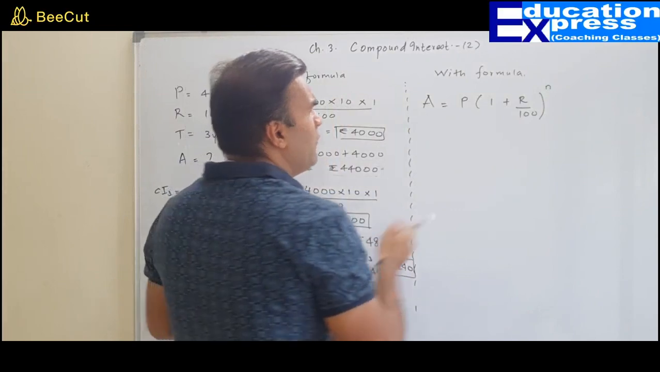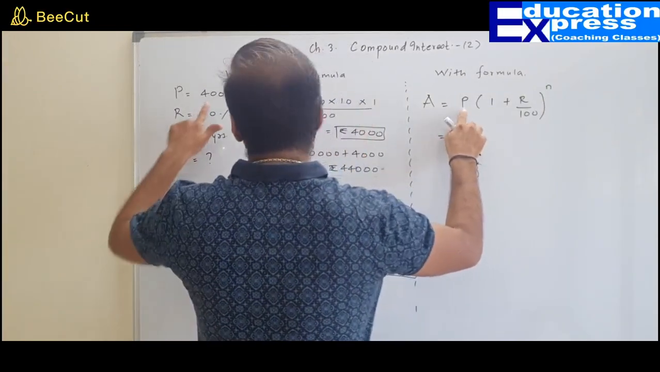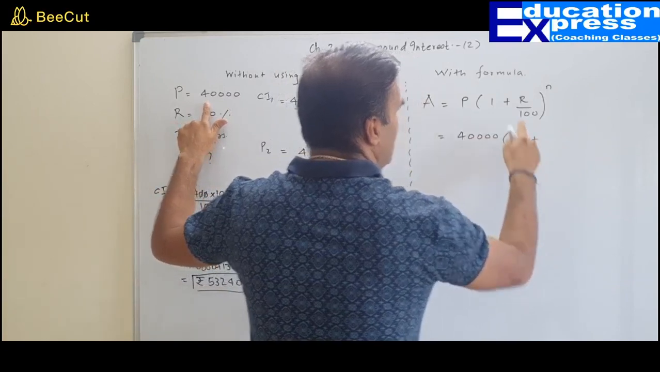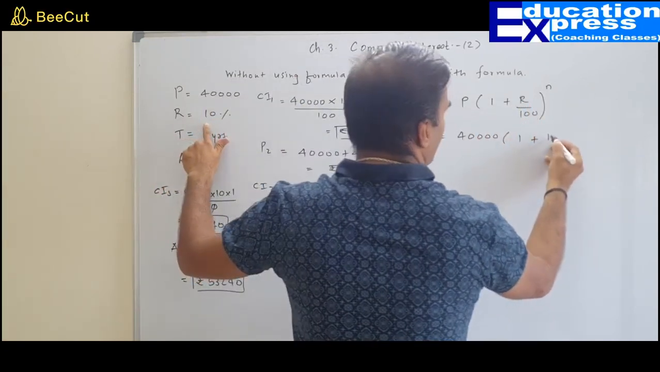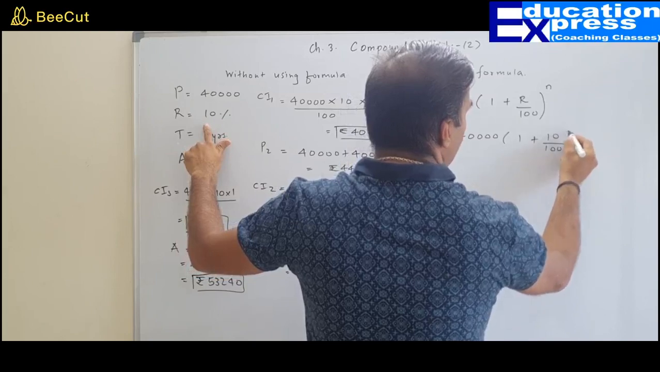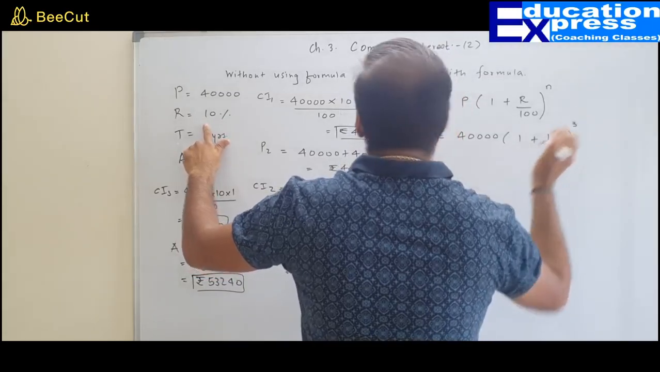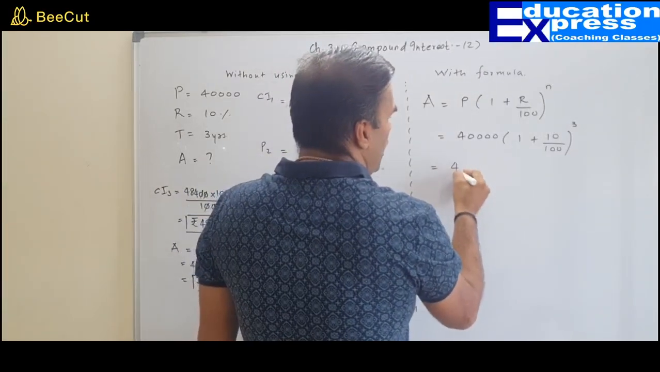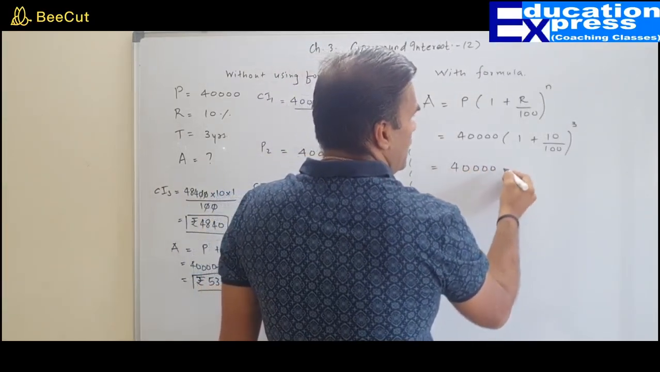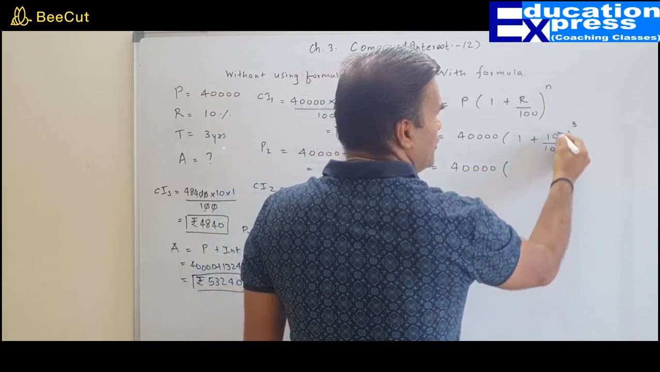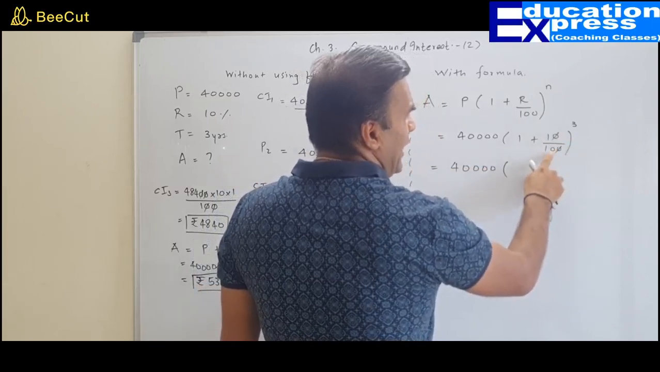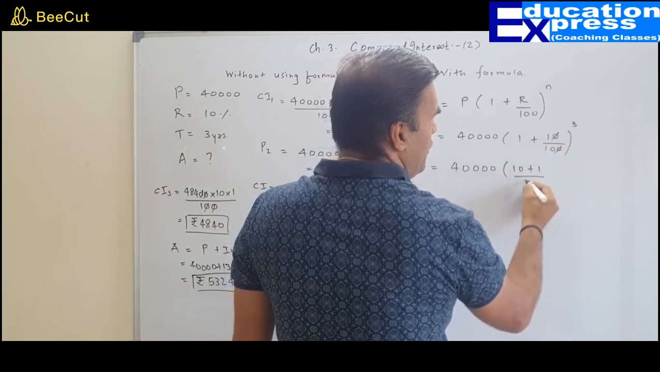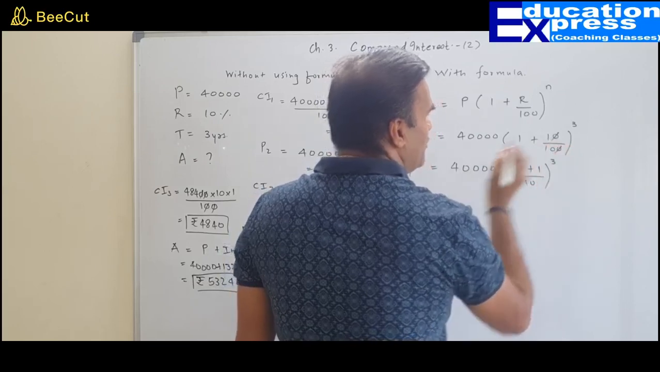So when we put this formula, what is the value of P? P is 40,000. 1 plus, what is the value of R? R is 10%, so 10 upon 100, raised to 3 because the number of years is 3. So what do we do now? 40,000 multiplied by, 0 cancels 0, 10 into 1, 10 plus 1 upon 10, whole raised to 3.